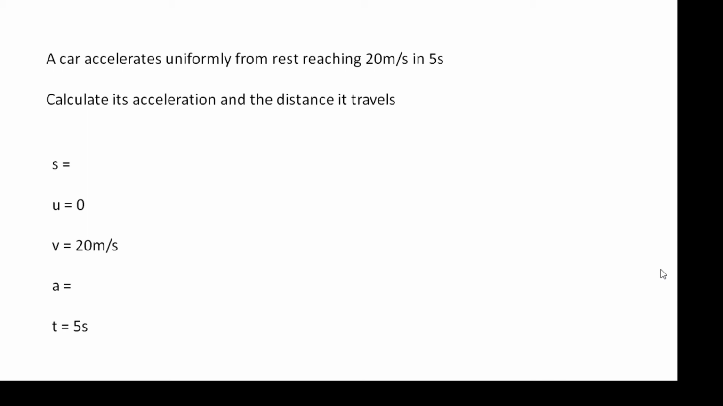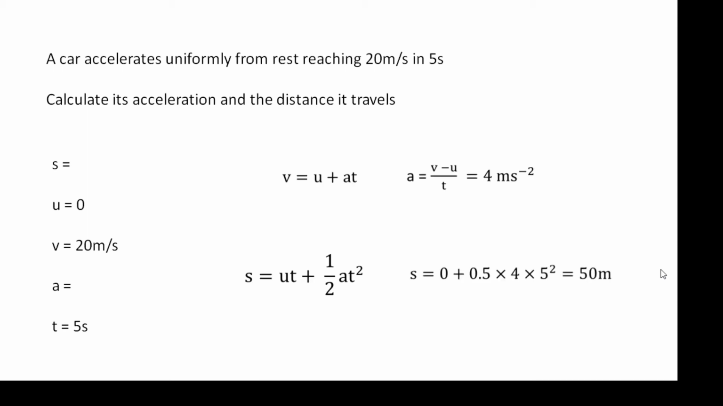Choose an equation of motion because you've learnt them. Okay, so to get the acceleration, V equals U plus AT. Why? Because we know V and U and T. And then to get the distance travelled, I'm going to use S equals UT plus a half AT squared.